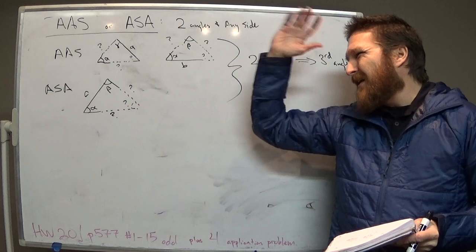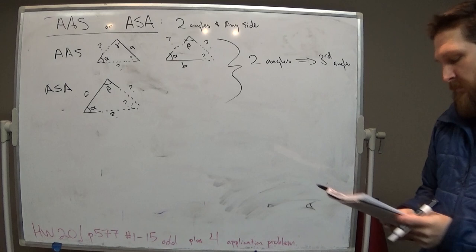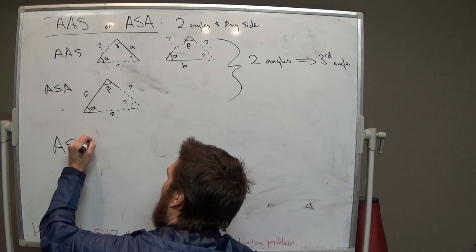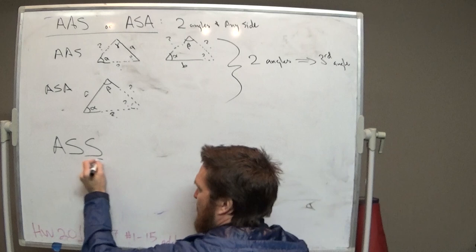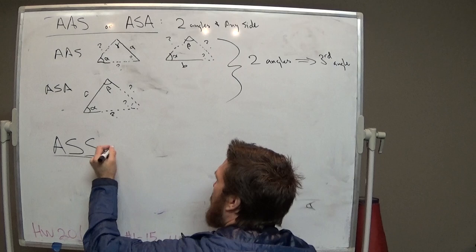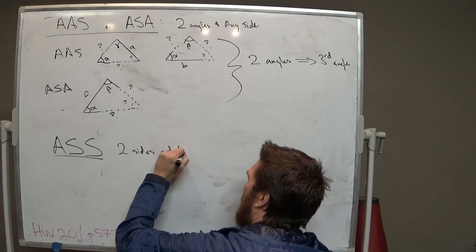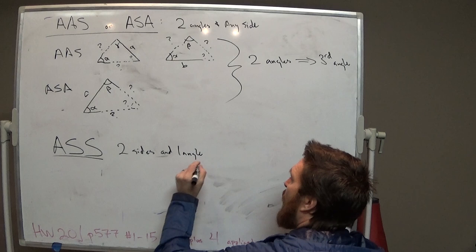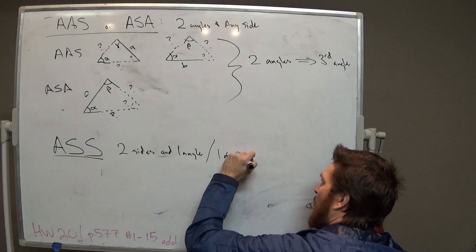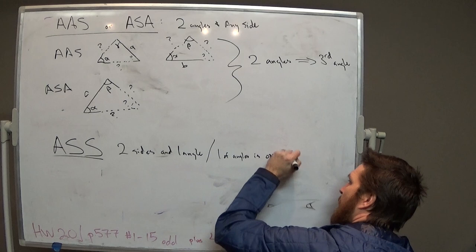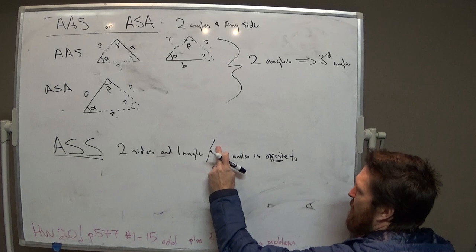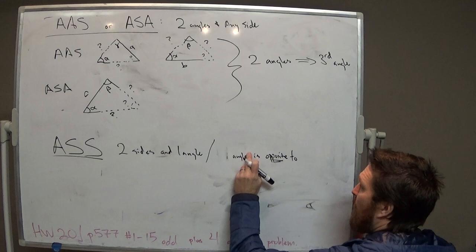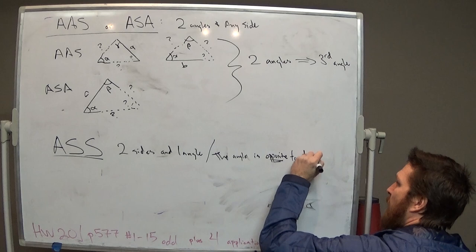Now, the one that's really hard is angle side side, and it is a pain in the angle side side. This is where you're given two sides and one angle, and the angle is opposite to one of the sides.